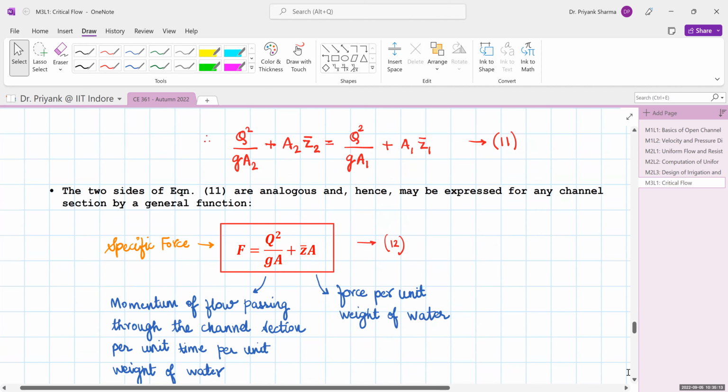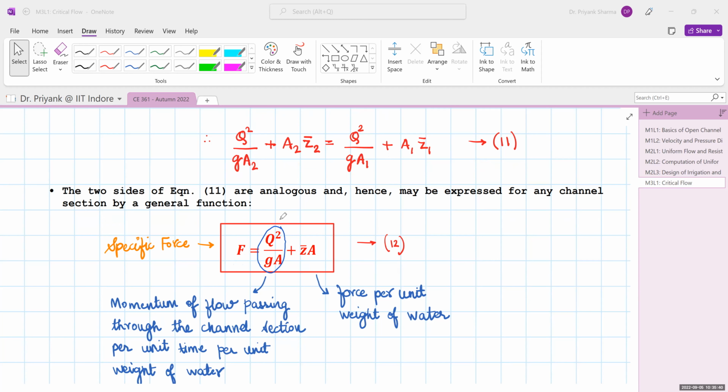On solving, you get Q²/gA2 + A2Z2 bar equal to Q²/gA1 + A1Z1 bar. We can see that both the sides are analogous, and it can be represented by a common function, that is F = Q²/gA + ZA. This function is a combination of two parts. The first part represents the momentum of flow that passes through a channel section in unit time per unit weight of water, and the second is again force per unit weight of water. So essentially this entire term represents force per unit weight of water, and that is called specific force.